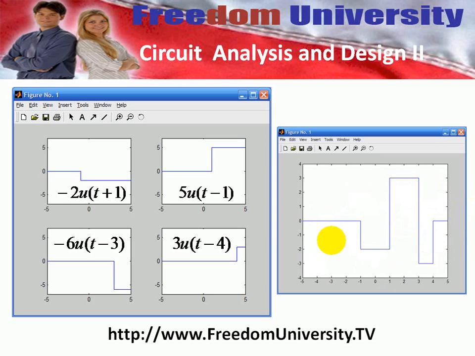So hopefully these two examples illustrate how you can represent functions mathematically, like these type of functions right here, in terms of unit step functions.